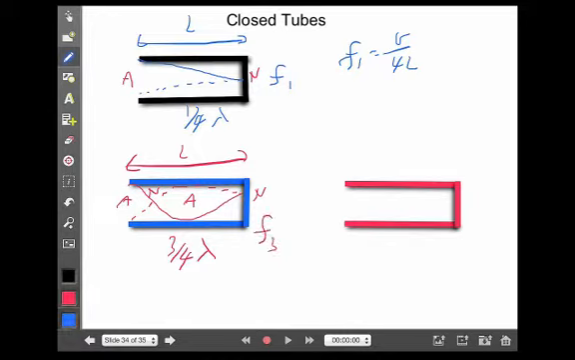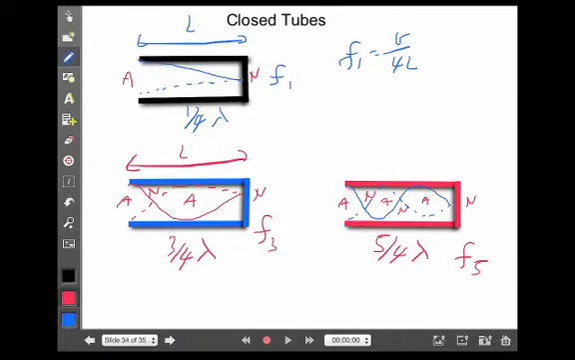And in fact, if I try to do the next one, okay, well, I've got 1, 2, 3 antinodes and 3 nodes. But I have, in this case, 5/4 of a wave. And so this turns out to be the harmonic F5.